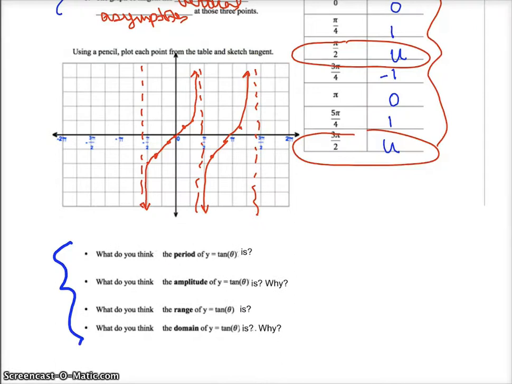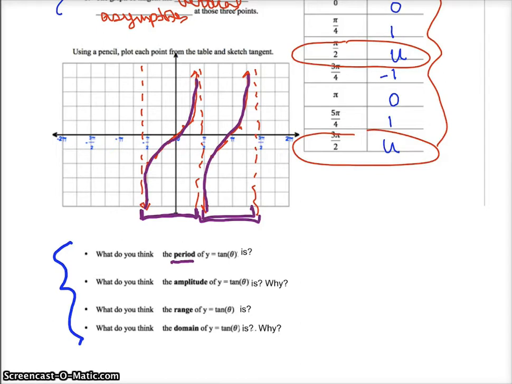Okay, well let's see what you said for the period of tangent. I notice that I have a pair of asymptotes at negative pi over 2 and pi over 2, and pi over 2 and 3 pi over 2. And this function repeats itself between those asymptotes. So I would say that a period repeats itself following a pair of asymptotes.